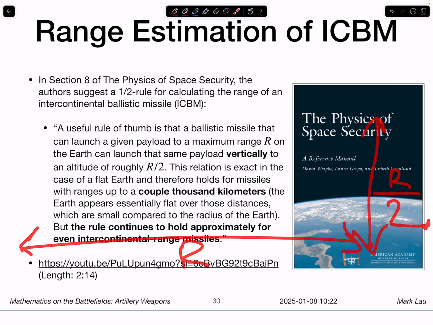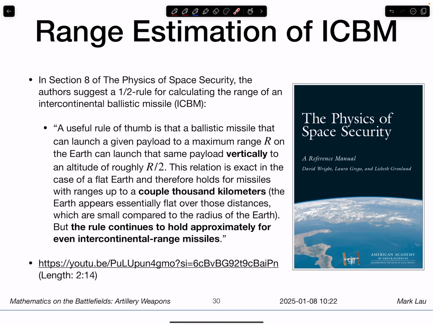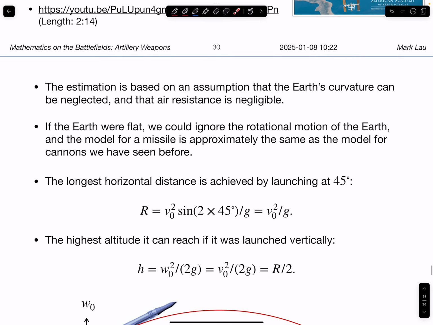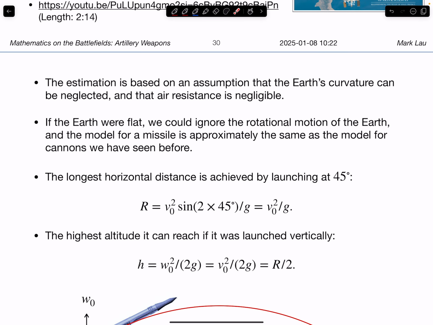This relation is exact in the case of a flat Earth and therefore holds for missiles with ranges of up to a couple thousand kilometers. The Earth appears essentially flat over such distances, which are small compared to the radius of Earth, but the rule continues to hold approximately for even intercontinental range missiles. The estimation is based on an assumption that Earth's curvature can be neglected and that air resistance is negligible. Okay, so this is an important fact.